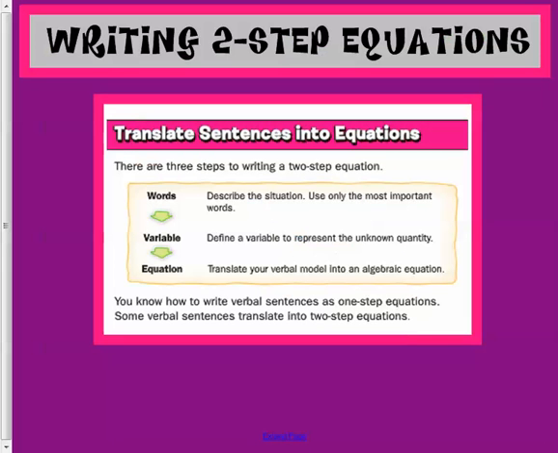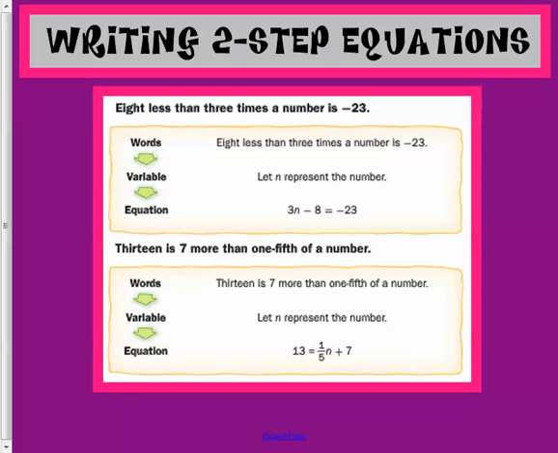Okay, so writing two-step equations. How do we come up with something like that if they gave us a situation? Go ahead and copy this slide down for me in your notebooks. There are 3 steps to writing it. First, you describe the situation, okay? Then you define the variables, and then you translate it. Go ahead and simplify some of these in your notebook. You don't have to write down every single thing. Okay, so here's how we do it.